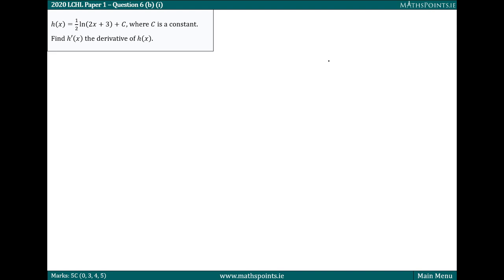So we'll take a little look at how we find the derivative of the natural log function. If we have a function f of x equal to the natural log of x, our maths formula book tells us that the derivative of the natural log of x is 1 over x. So that's pretty easy to understand.